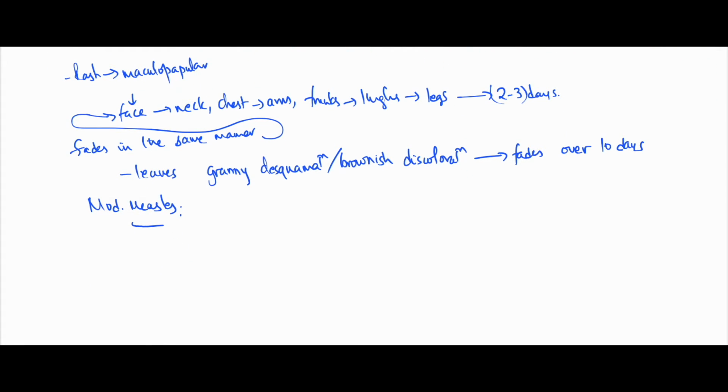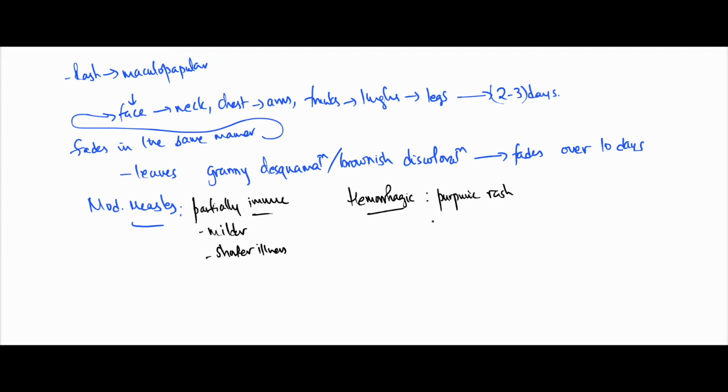So modified measles, these are also called modified measles. It occurs in partially immune individuals. Okay, partially immune individuals, and it is milder and has a shorter illness. There is another form of measles known as hemorrhagic measles. Hemorrhagic measles is a purpuric rash, and there is bleeding from the nose, mouth, or bowel.